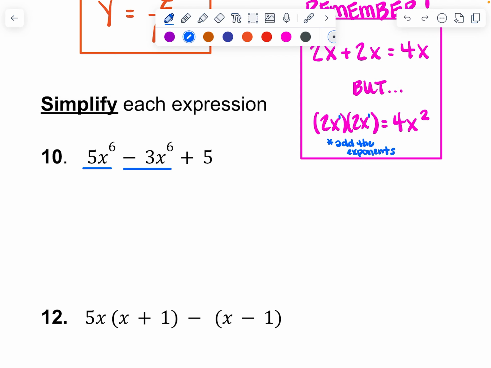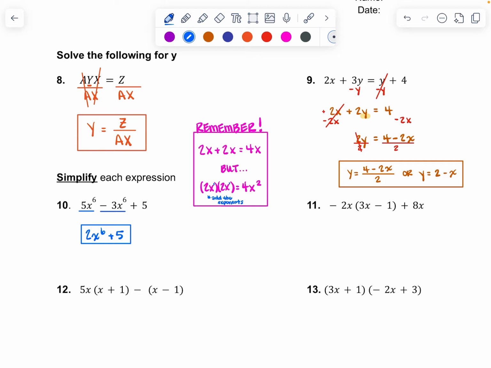But these guys are like terms, so I'm going to subtract 5x to the 6th minus 3x to the 6th, which is going to leave me with 2x to the 6th, right? Because the term doesn't change. I just have less x to the 6th to work with because I was subtracting. And then I bring down my plus 5 because there's no other constants to combine him with. And that's it, right? That's our final answer, right? We don't want to make things more complicated than they are.